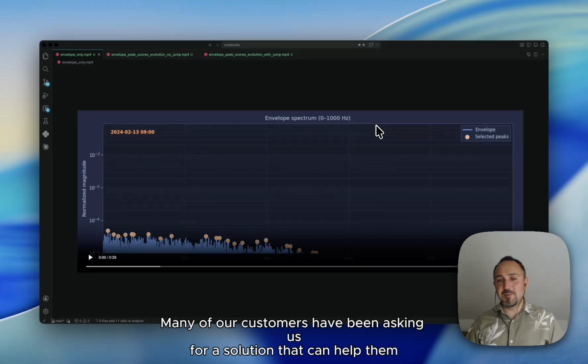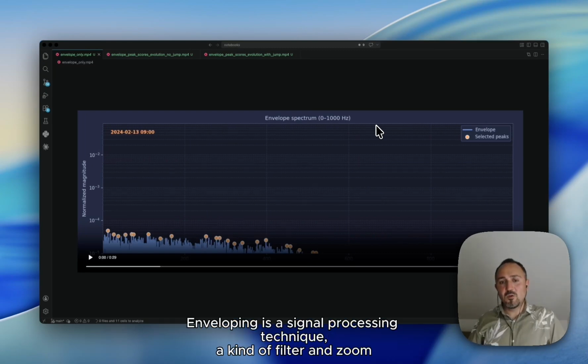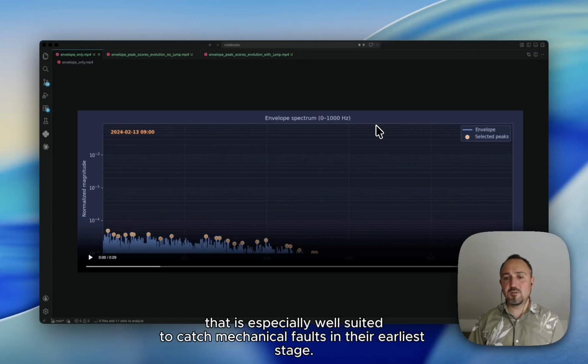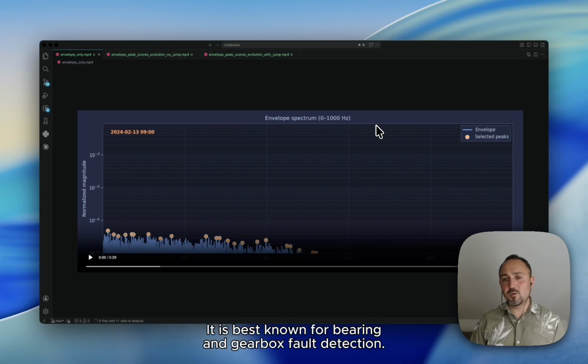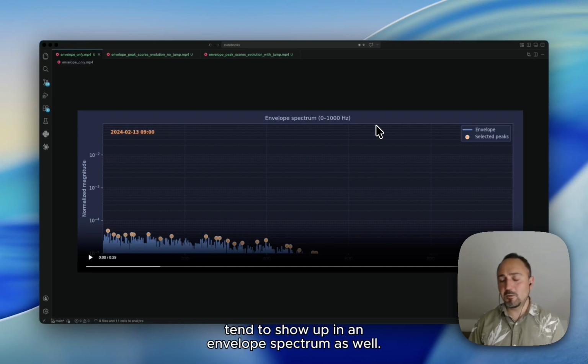Many of our customers have been asking us for a solution that can help them monitor the envelope spectrum. Enveloping is a signal processing technique, a kind of filter and zoom that is especially well suited to catch mechanical faults in their earliest stage. It is best known for bearing and gearbox fault detection, but many other faults that produce impact or modulation tend to show up in an envelope spectrum as well.